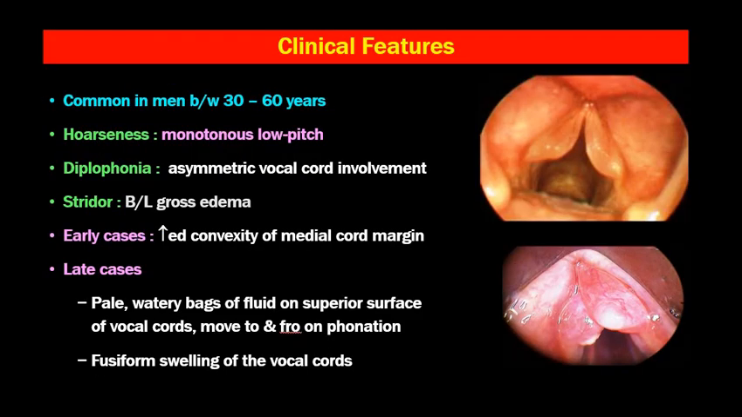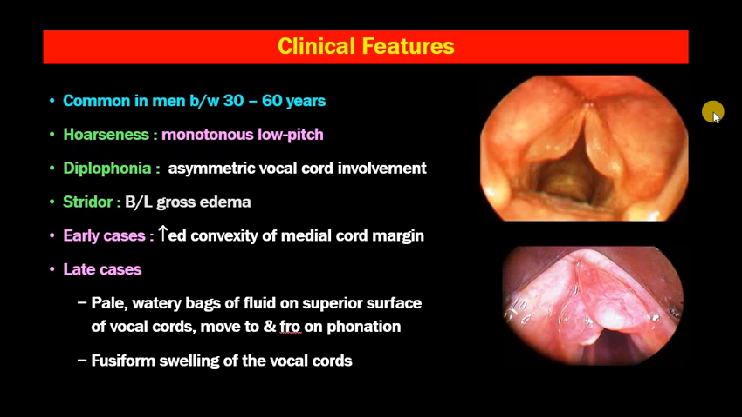Coming to clinical features, this condition is common in men between 30 to 60 years. There will be monotonous, low-pitch hoarseness, and there may be diplophonia due to asymmetric vocal cord involvement, because these bags, this is symmetrical here, but the vocal cords may be asymmetrically swollen. That leads to more of a mass lesion on the vocal cord, and that decreases the mobility of the vocal cord, leading to diplophonia.